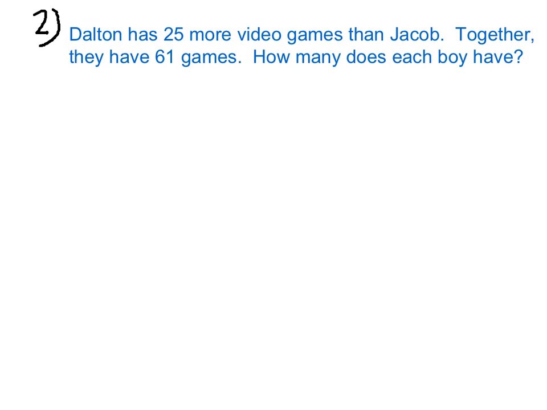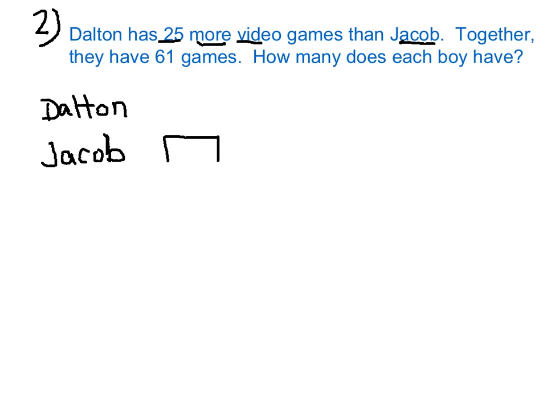Okay, when I look at this problem, I see that I'm keeping track of Dalton's games and Jacob's games. Then I ask myself the question, who has the smallest amount? Well, Dalton has 25 more games than Jacob. So Jacob has the smallest amount, so we're going to give him the box.